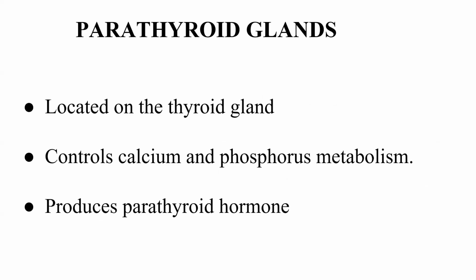So next we have the parathyroid glands. These are located on the thyroid glands. They control calcium and phosphorus metabolism. So for an NCLEX tricky question, you can have something like parathyroid issues. Then the next thing you want to look out for is that this client is likely going to come down with either hypercalcemia or hypocalcemia.